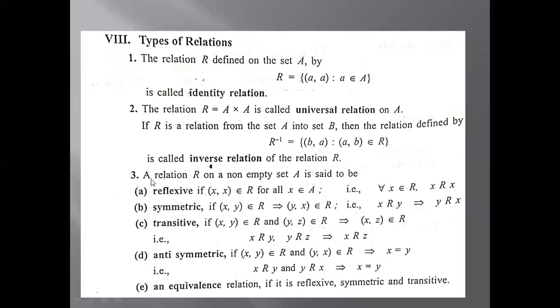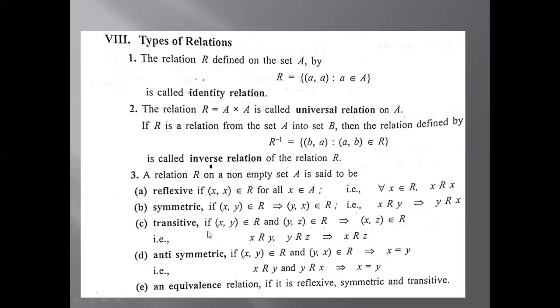The third one. A relation R on a non-empty set A is said to be reflexive if (x, x) belongs to R for all x belongs to A. That is, for all x, x is related to x. Symmetric, already you know how to define a symmetric relation. If (x, y) belongs to R implies that (y, x) belongs to R, then this is symmetric. That is, x is related to y implies that y is related to x.